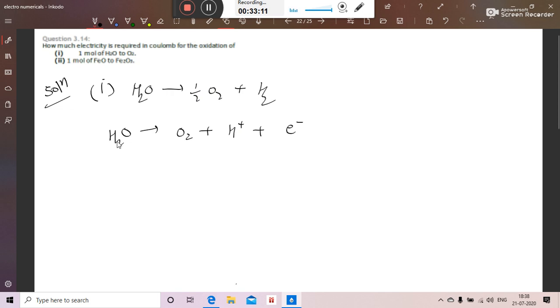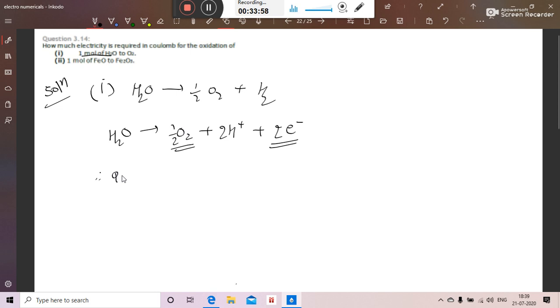So here we will see that only one oxygen is there. So we have to write half O2, and then 2 hydrogen are there, so 2H plus. And in order to balance 2H plus, we require 2 electrons. So that means we require 2 Faraday electricity to produce half mole O2, because we have to start with 1 mole of H2O. So 1 mole of H2O will give you half mole of O2. That means over here, the amount of electricity required is 2 Faraday.